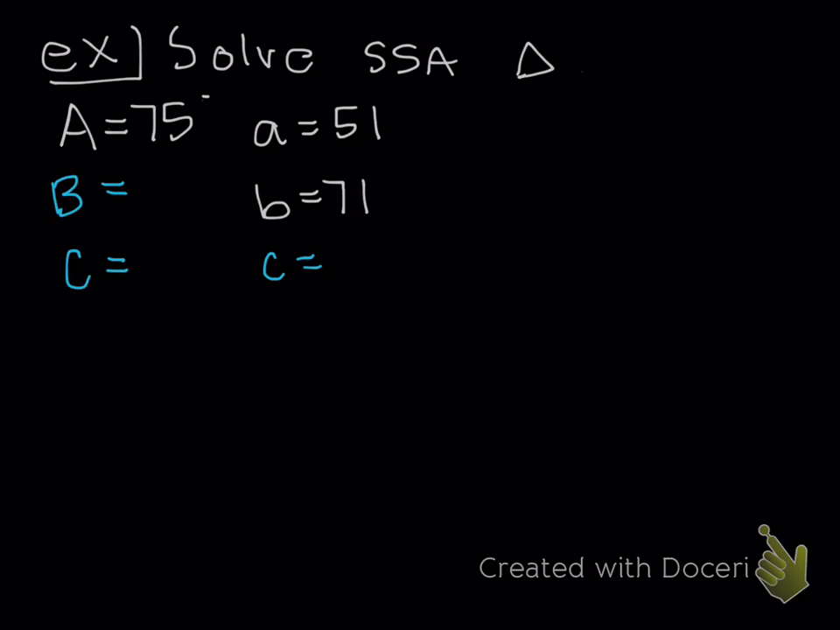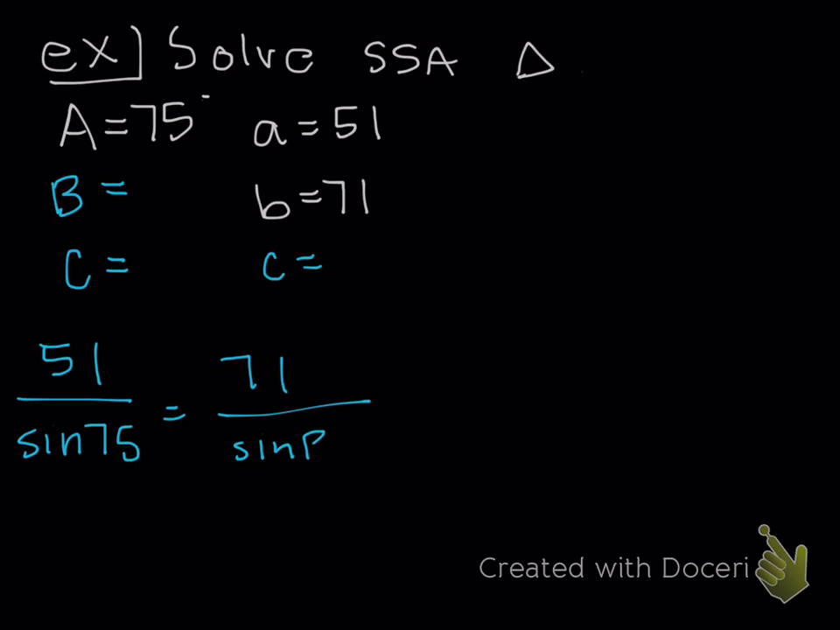To start this problem, again, we start with the idea of having a pair, and I have a pair of information. So I'm going to say 51 over sine of 75 is equal to 71 over sine of B. Yesterday, the missing information was always the side lengths. Now the missing information is the angle. But the way we solve is still the same. We still cross multiply.